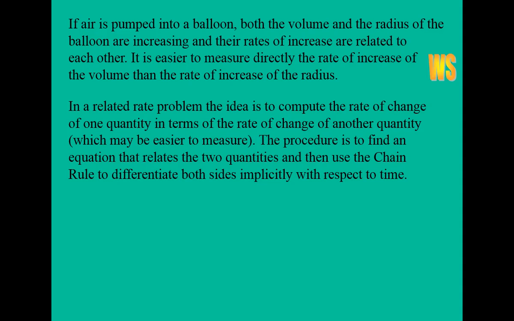Now, in a related rate problem, the idea is to compute the rate of change of one quantity in terms of the rate of change of another quantity. The procedure is to find an equation that relates the two quantities and then use the chain rule to differentiate both sides implicitly with respect to time. The related rate problems we're going to be working with, we're always going to differentiate with respect to time.